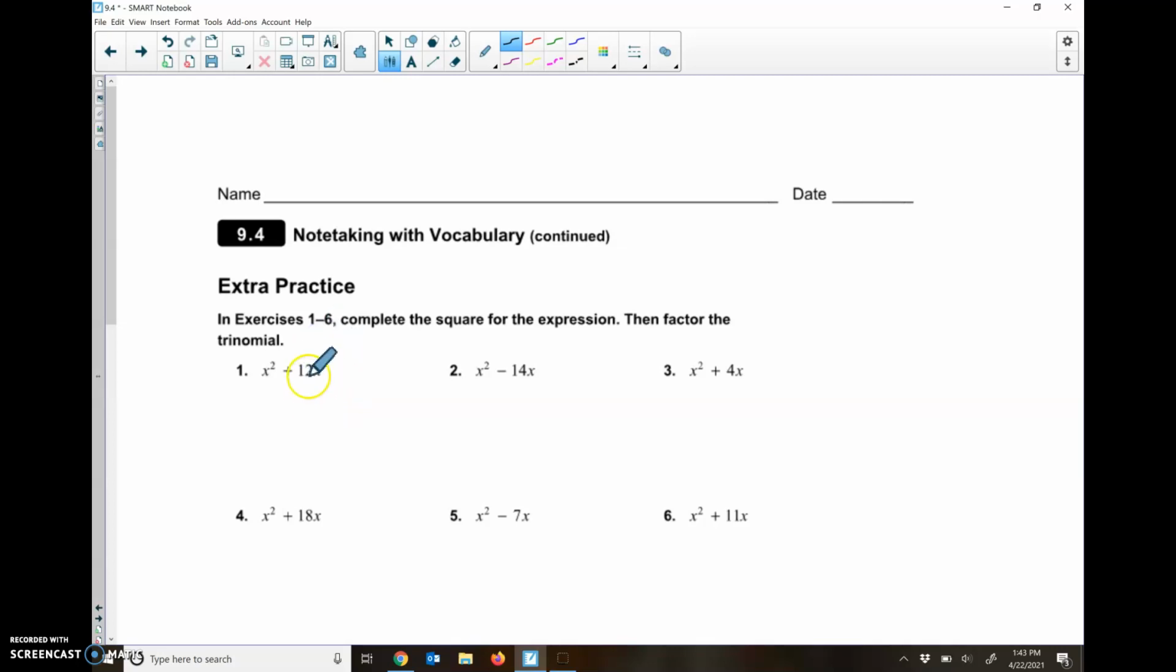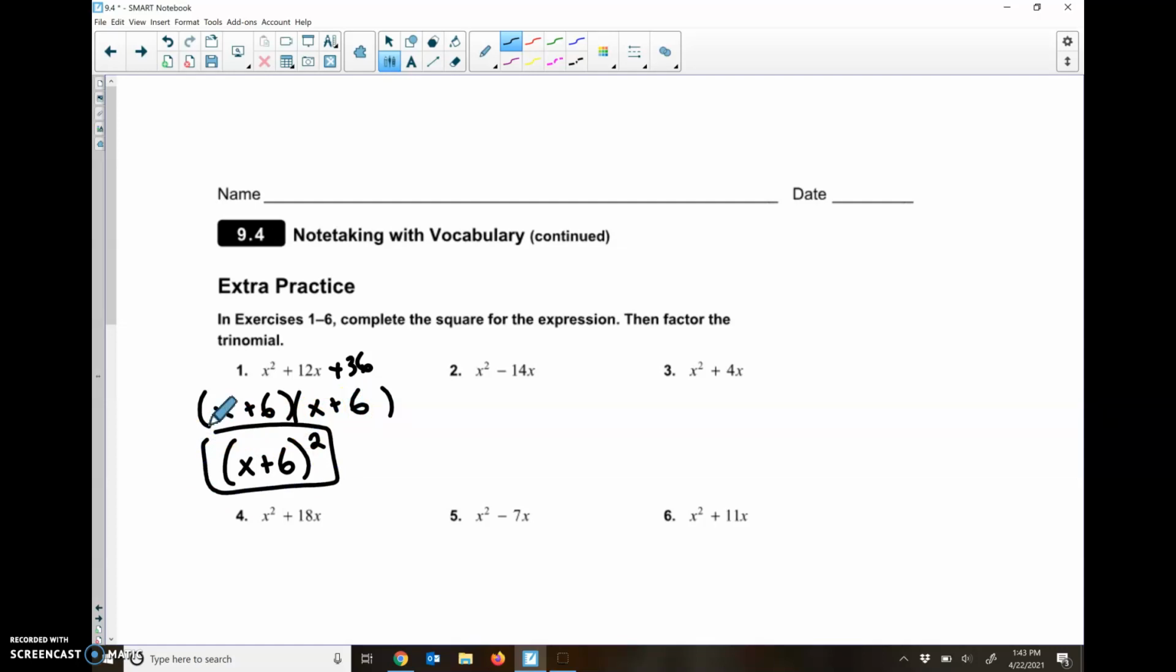So half of 12 is 6. 6 squared is 36. And that makes sense because if I do x plus 6 and x plus 6, two numbers that multiply to 36 are 6 and 6, and two numbers that add to 12 are 6 and 6. So it works. And remember, with Big Ideas, they're picky. They want you to write it like that. Since it's x plus 6 twice, that's the same thing as x plus 6 squared.